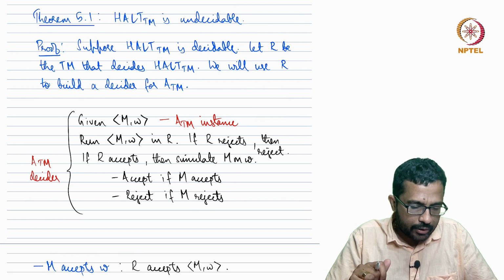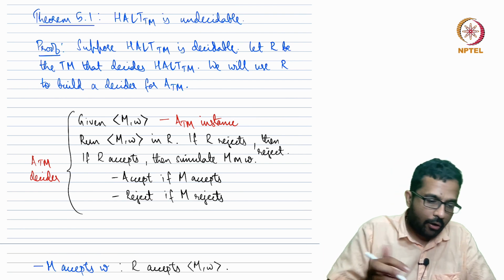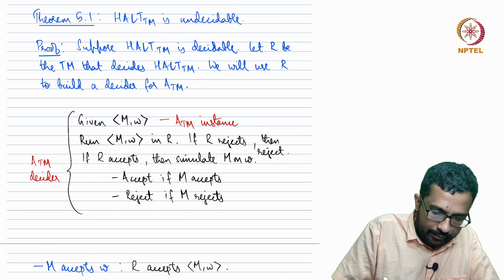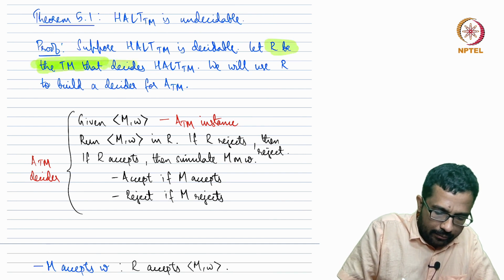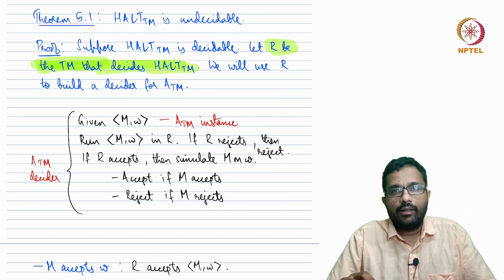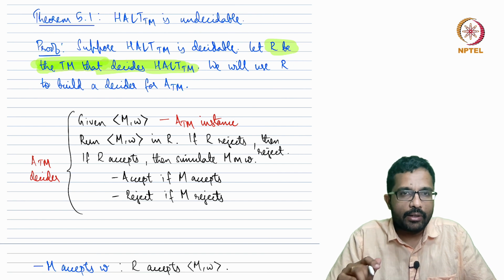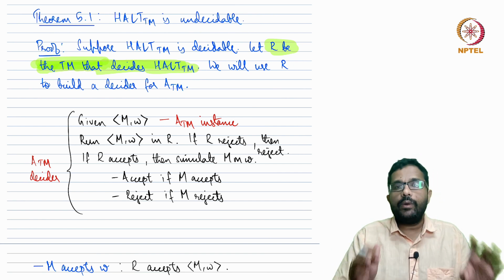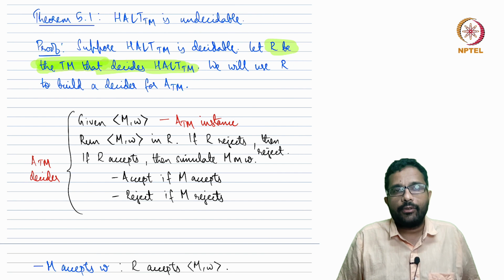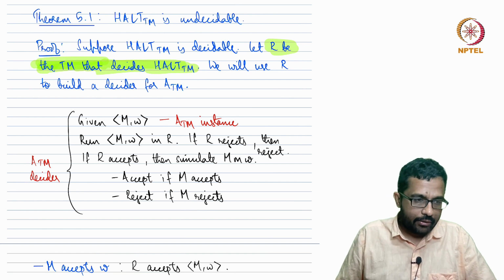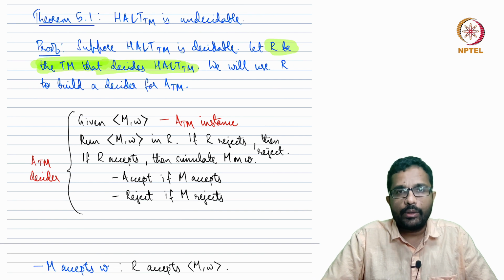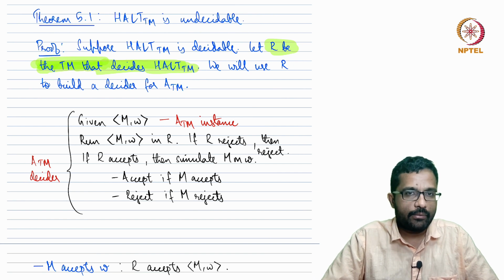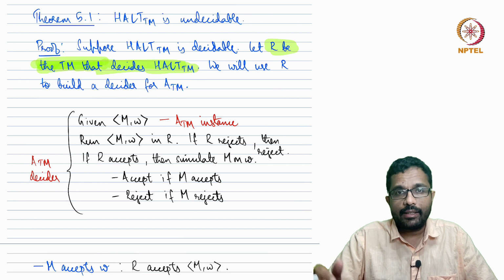Suppose there is a decider for HALT-TM. Let us call it R. So let R be the Turing machine that decides HALT-TM. Now let us see how we can use R to build a decider for A-TM. Suppose we are given an instance of A-TM, M comma W. We have to determine whether M accepts W or not. We want a decider for this.